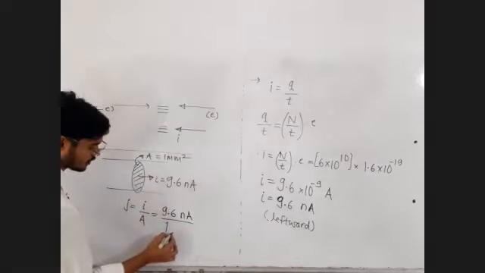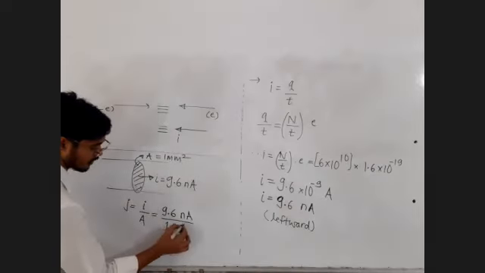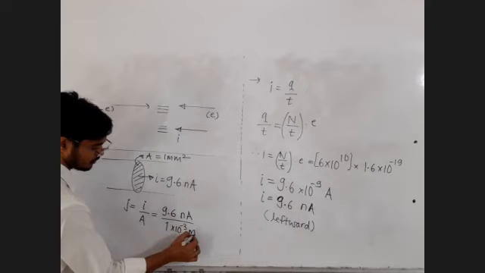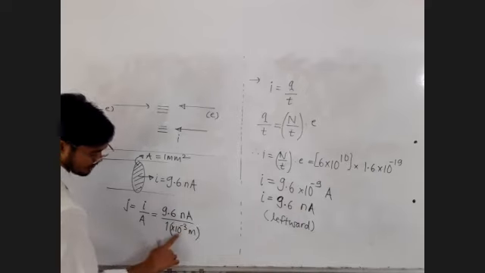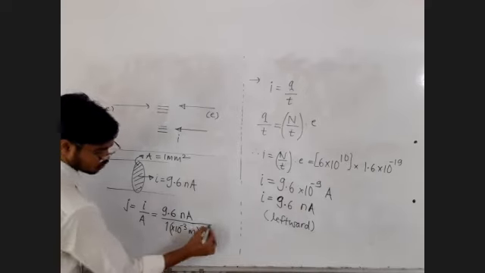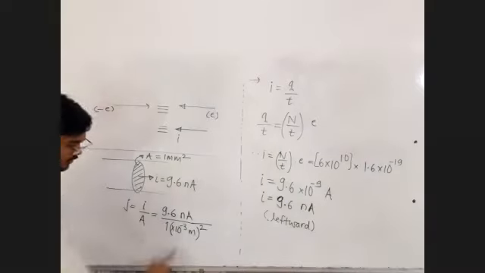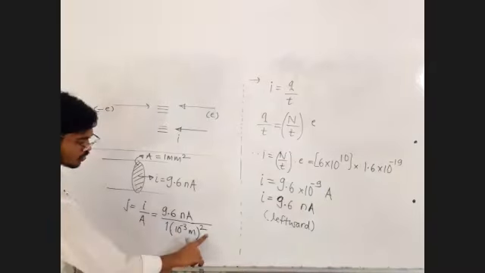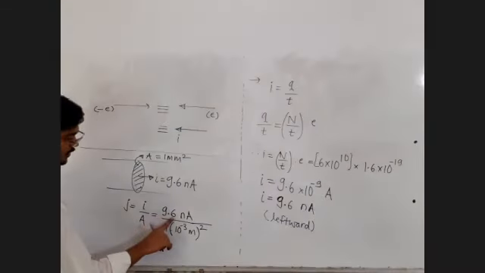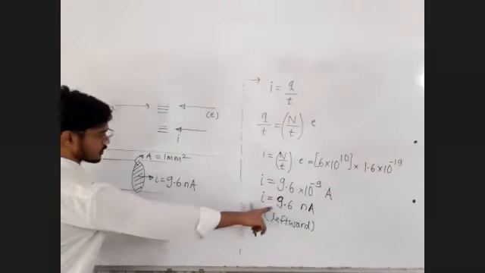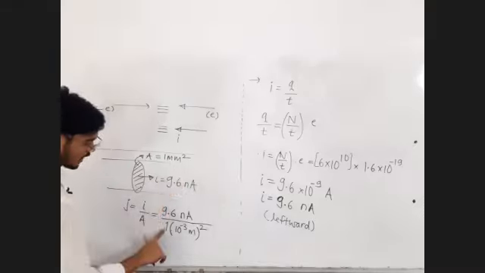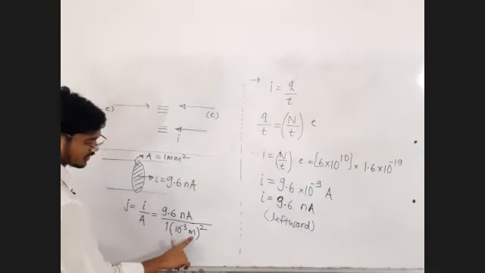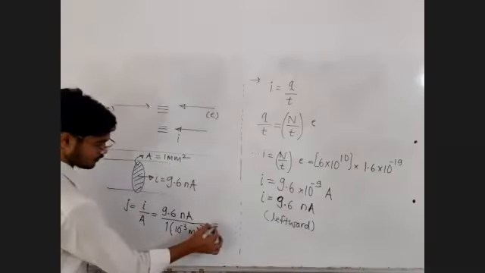Now milli can be written as 10 raised to minus 3 meter, but this millimeter is to be squared. Don't forget. Milli means 10 raised to minus 3 meter, millimeter square. Current is 9.6, sorry, area is 1 millimeter, 1 as it is. Milli means 10 raised to minus 3 meter as it is to be squared.